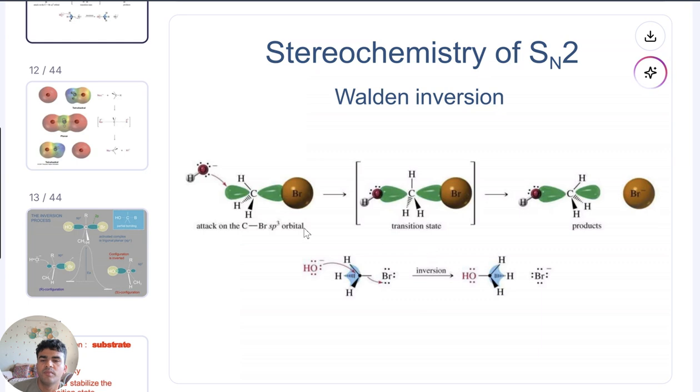Here it is much more clear. That is the sp3 orbital C-Br bond. OH minus, one of the lone pairs, will attack at the antibonding orbital. A five-coordinated transition state will form, and then it will convert again to an sp3 hybridized orbital with the leaving group, where inversion of configuration happens.